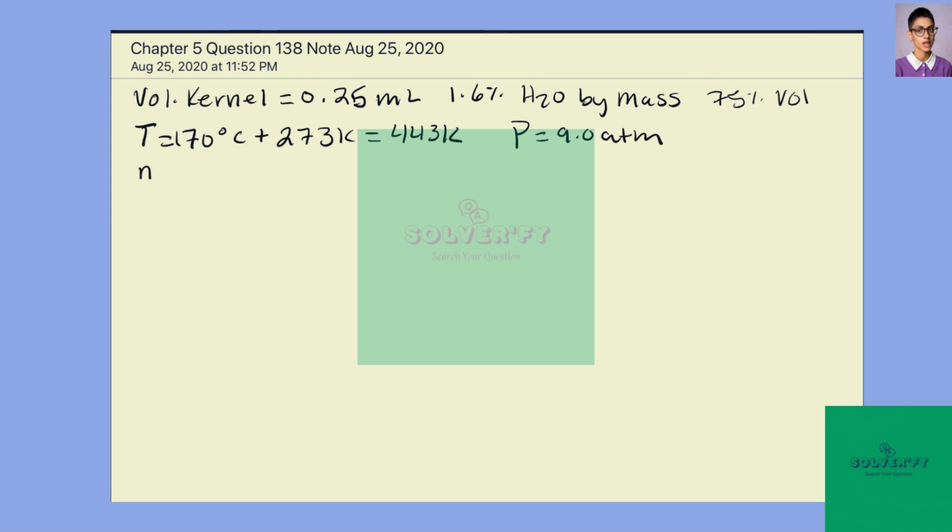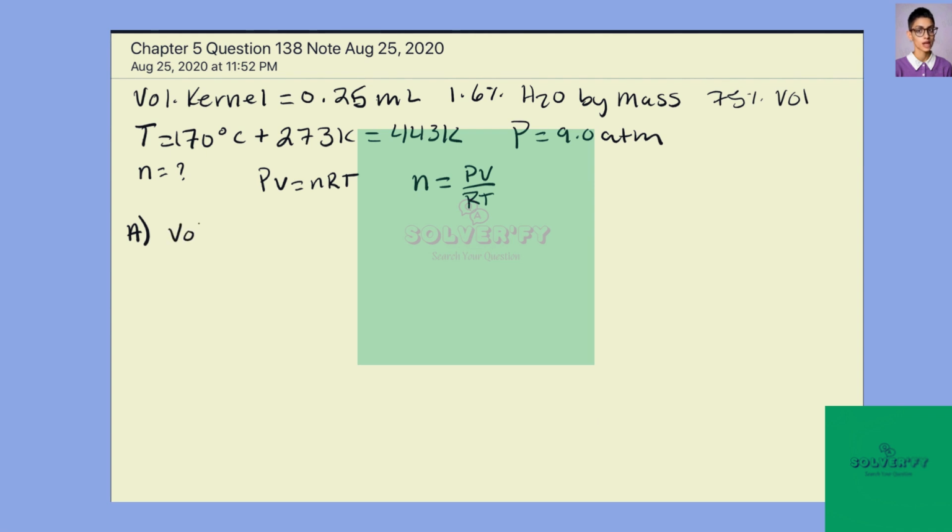Alright, so we need to find the moles of water in the kernel to help us find the mass of the kernel. So we're going to be using the equation PV is equal to nRT. We're solving for the number of moles. So n is equal to PV over RT. Alright, so this is part A of this question.